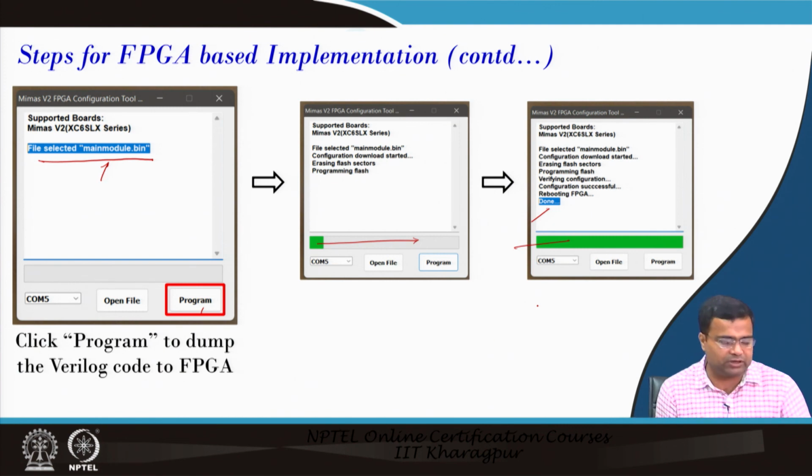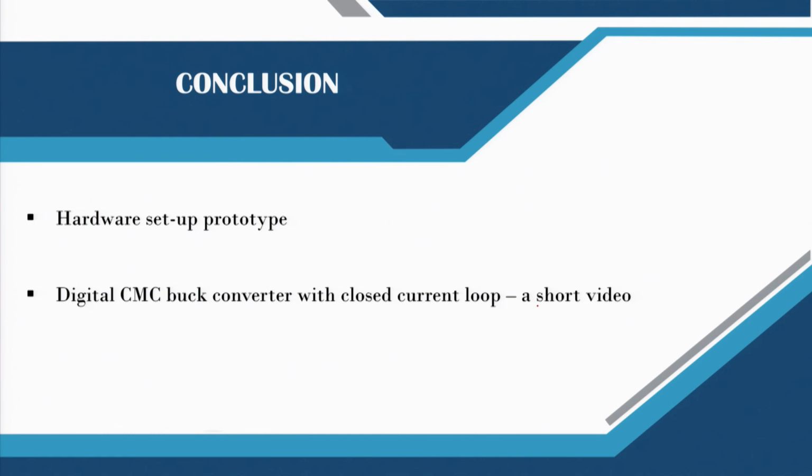So, in summary, we have discussed the hardware setup prototype, we have discussed the digital current mode control buck converter with closed current loop, and we have also demonstrated a short video and summarized the steps for FPGA implementation. In the subsequent lectures this week, we will show actual hardware case studies, where we show actual current mode control and how to use a mixed signal oscilloscope to validate the closed loop operation of the DC-DC converter.